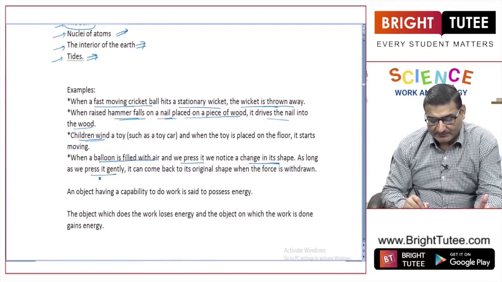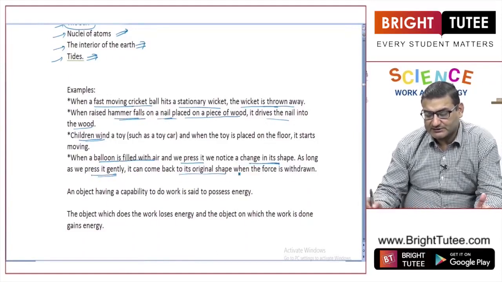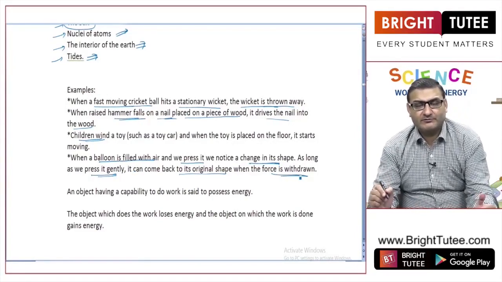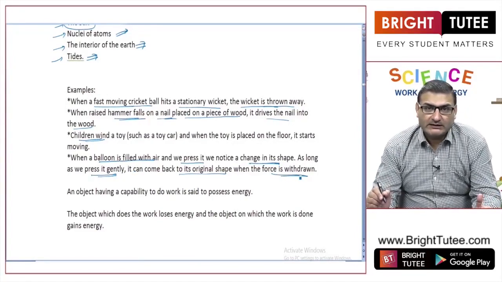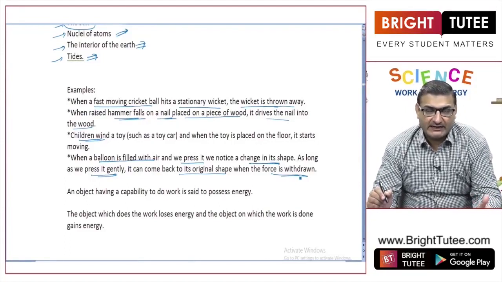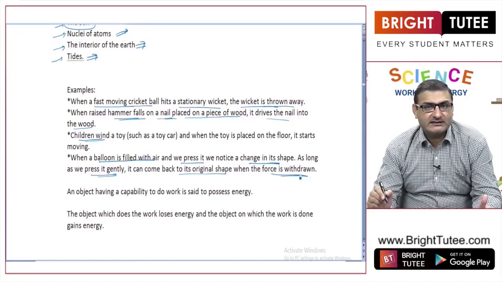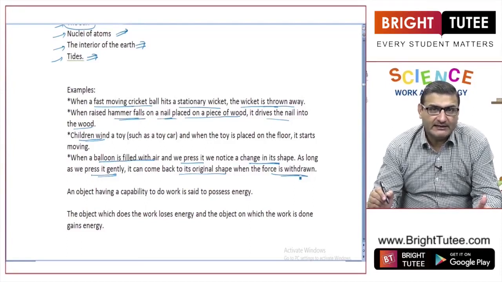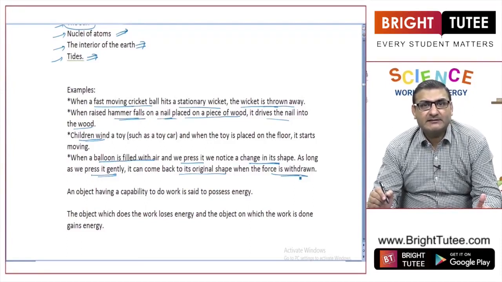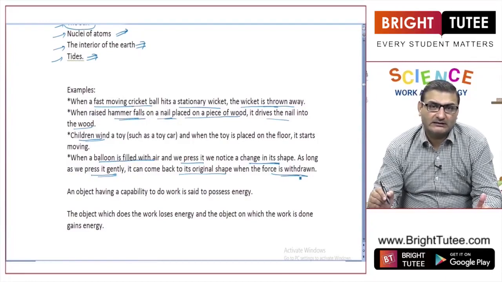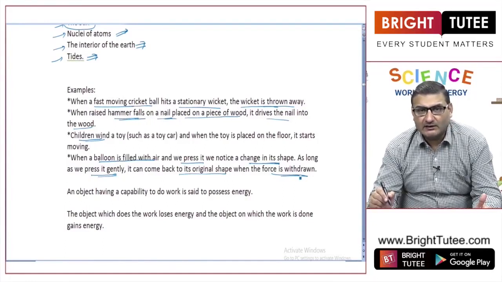and as long as we press it gently, it comes back to its original shape when the force is withdrawn, right. So all these examples show a few things. Number one, that there is work being done. Why? Because some application of force is there and there is some distance moved by the objects. Second important thing, whenever work is done, there must be some kind of energy involved into doing that work. Now, what are those types of energy that we'll be studying one by one?